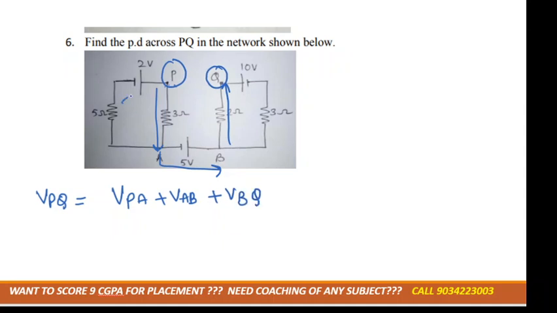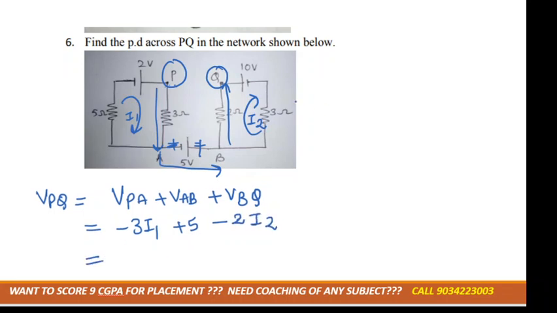You are moving from P to A, so current should also move from P to A. You are moving from B to Q, so current should also move from B to Q. So that would be minus 3I1 plus 5 because we have to take the second sign. Okay, then minus 2I2. For this, we need to calculate I1 and I2.